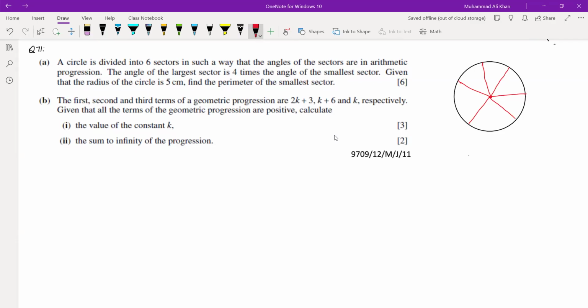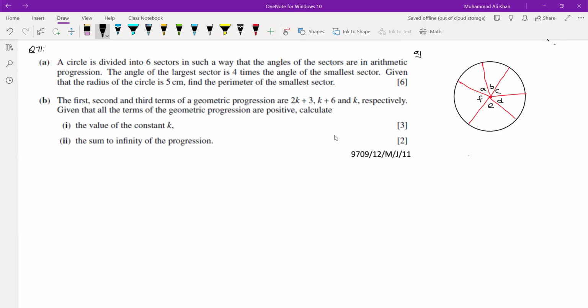Now, here it is, the angle of the largest sector is 4 times the angle of the smallest sector. The first condition is the angle of the largest sector. Now let's check which one is the smallest sector and which one is the largest. So we have 6 sectors, right? Let's say this is the smallest sector, A, B, C, D, E, F. So this one is the largest sector.